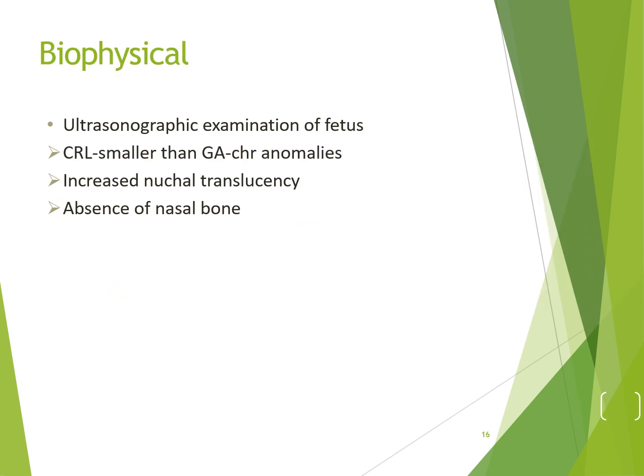Next is biophysical. In the biophysical, the first method is ultrasonographic examination of the fetus. By taking the ultrasonography, we can assess the crown rump length, that is the length from the top to bottom of the baby. And if it is smaller than the gestational age, it suggests severe fetal anomalies, and we can identify the nuchal translucency. If it is high, that also shows abnormalities, and if absence of nasal bone is there, that also can be identified.